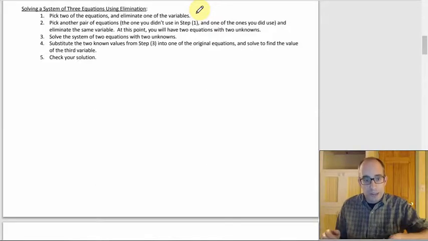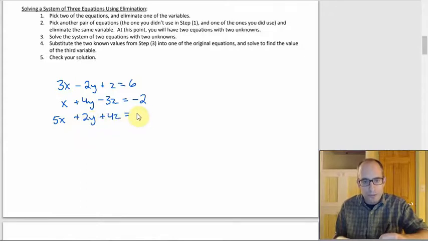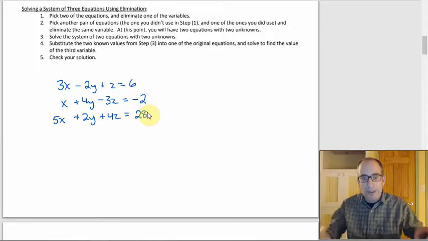Like let's say, just hypothetically, I'm just going to write stuff down. I have no idea what this is going to work out to be. So I'm just going to make up a bunch of things here. And I don't know, 5x plus 2y plus 4z equals 28, let's say.